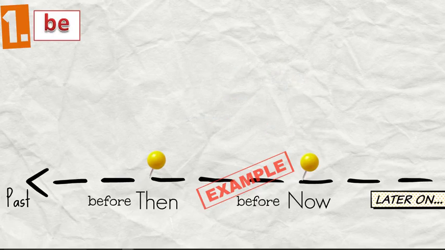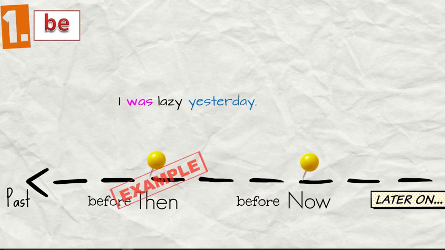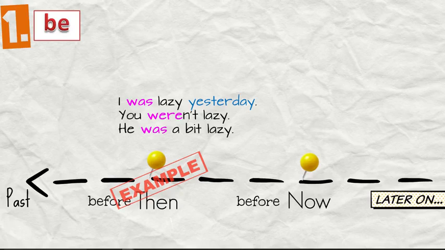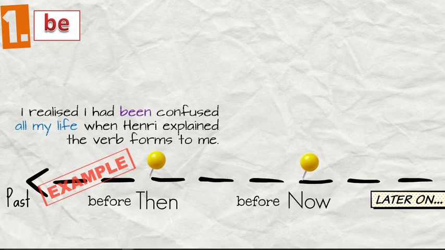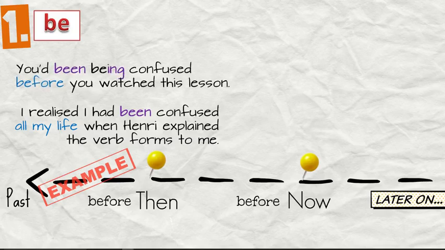The past. I was lazy yesterday. You weren't lazy. He was a bit lazy. You were being confused. And before then, I realized I had been confused all my life when Henry explained the verb forms to me. You'd been being confused before you watched this lesson.